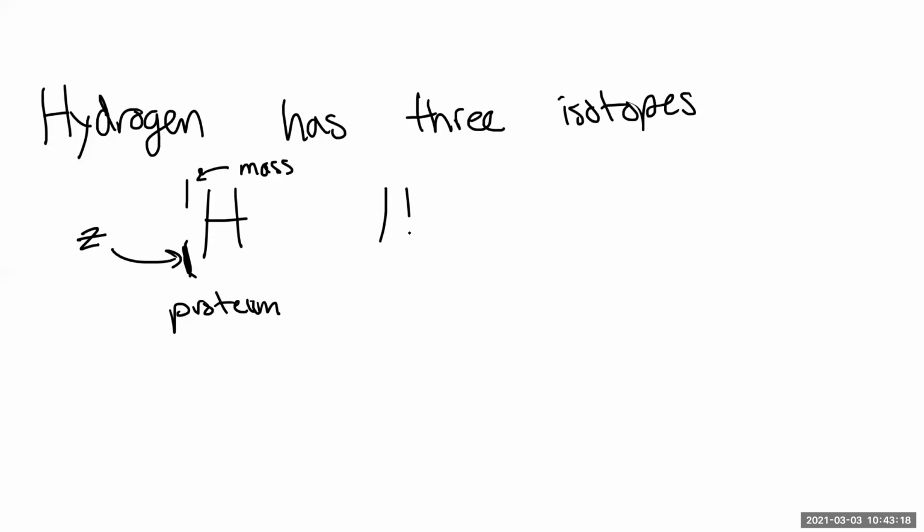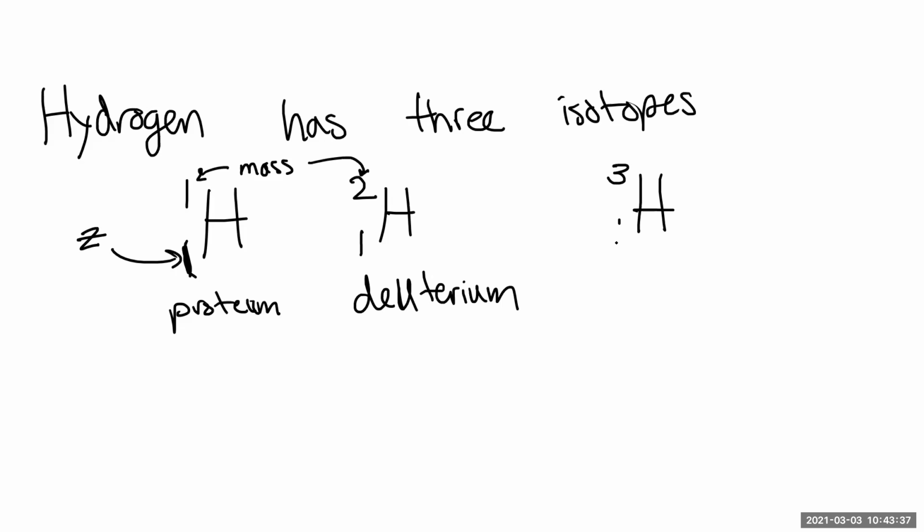There is also an isotope of hydrogen that has an atomic mass of 2. Still an atomic number of 1 because it's hydrogen. The atomic number is associated with that. That is called deuterium. And the final one is hydrogen with a mass of 3, and this is called tritium. And there you are. Good to go so far.